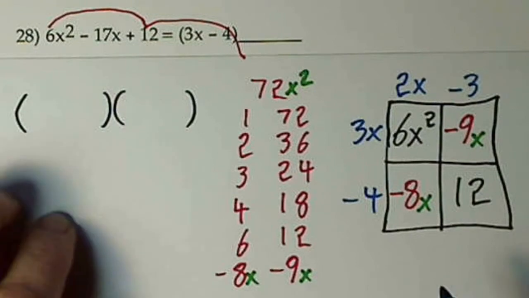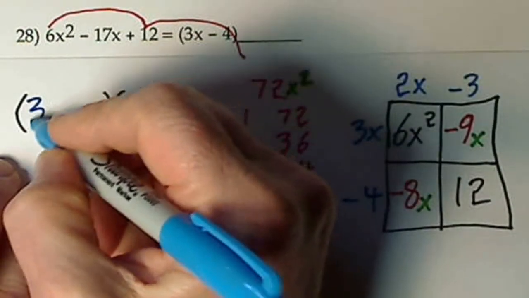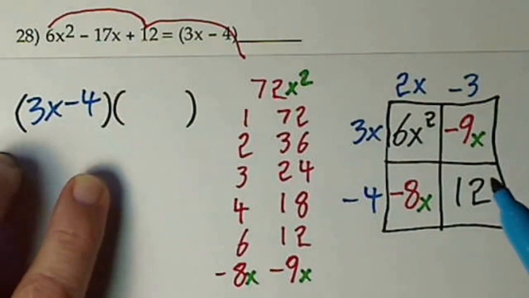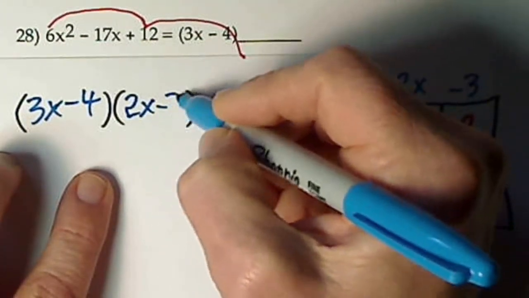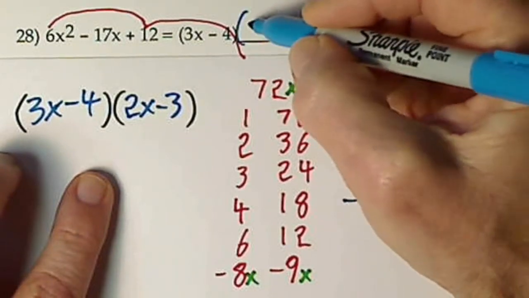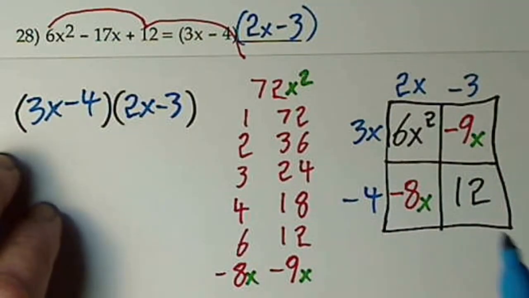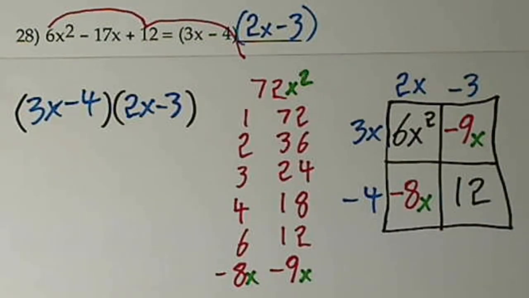All right. So notice they already gave us this one, 3x minus 4. So all we're going to need is this 2x minus 3. So that's basically what you would be putting right here. For the answer, you would just put 2x minus 3. Okay. Again, because they already gave you the first set of parentheses. All right, so that's 28, and now we'll take a look at 29.